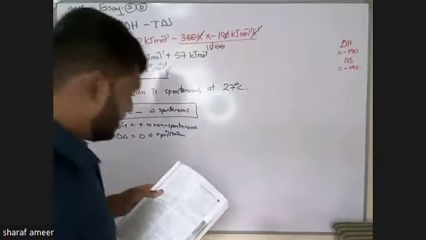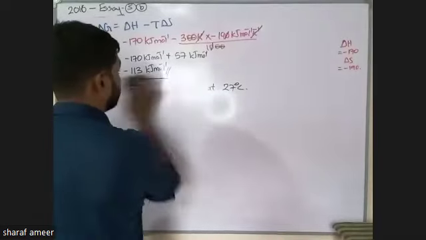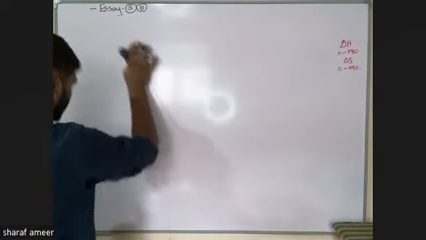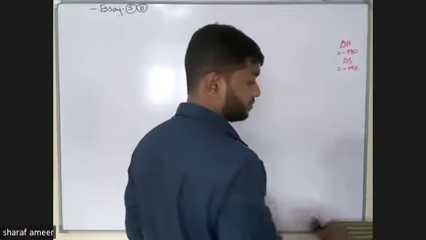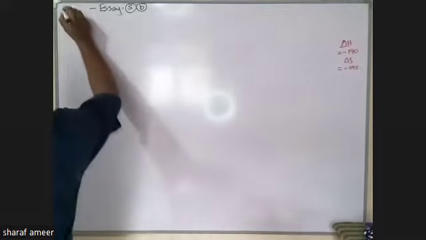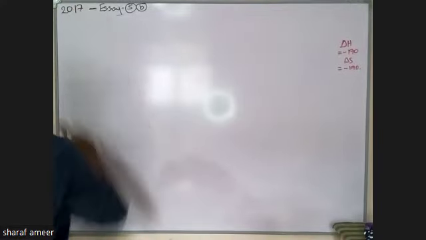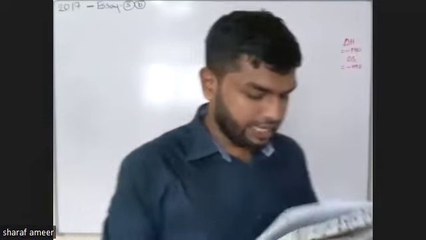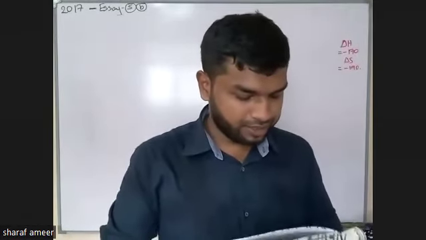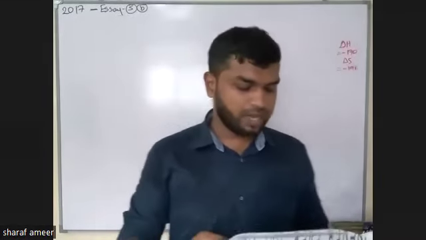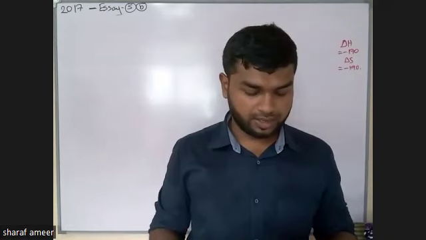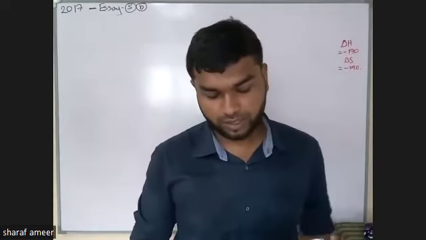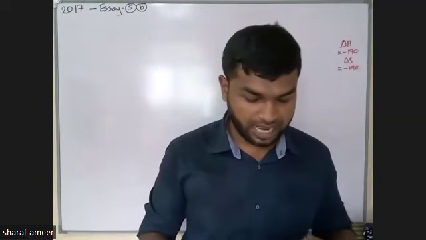Right, now let's see the 2017 paper. 2017 part B. In order to determine the standard enthalpy change, delta H theta, of the reaction in which 2 moles of sodium bicarbonate solid dissociate to give 1 mole of sodium carbonate solid, 1 mole of H2O liquid and 1 mole of carbon dioxide gas.